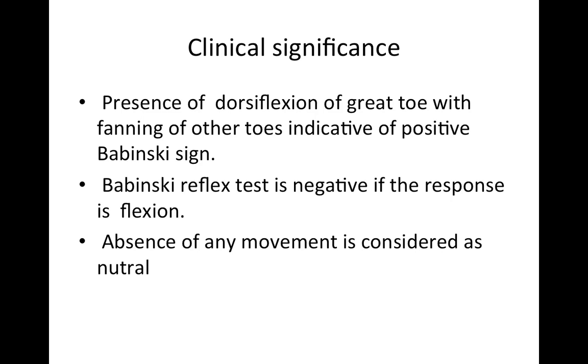When there is a positive response in the form of the extension, the dorsiflexion of the great toe with the fanning of the other toes, it indicates there is injury to the corticospinal tract from any point, that is upper motor neuron lesion, any point from its cell bodies in the motor cortex down to the anterior horn cells.